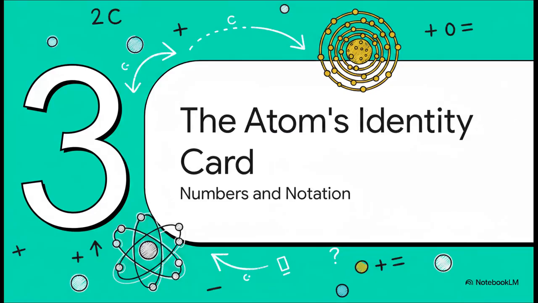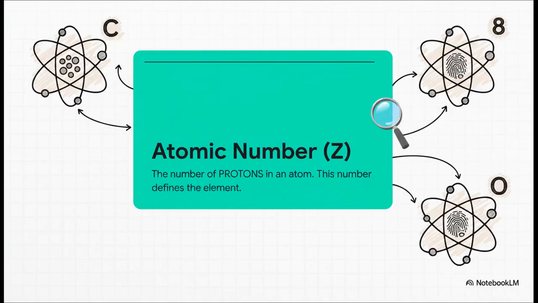So hold on a second. If everything's made of just these three little particles, how do we get all the different stuff in the universe, like carbon and gold and oxygen? Well, it turns out every atom has its own unique identity card, and it's all about the numbers. And the single most important number, the one you absolutely have to know, is the atomic number. This is literally the atom's fingerprint.